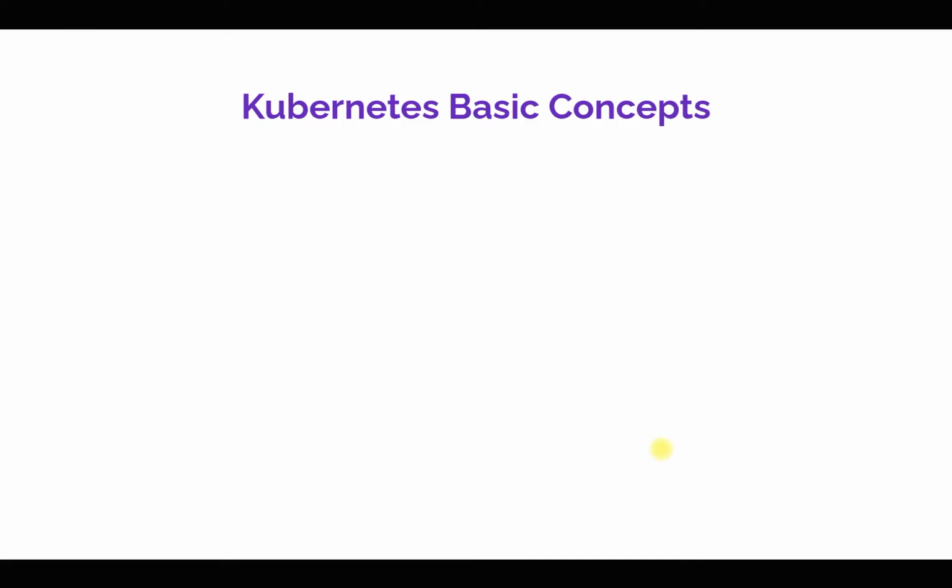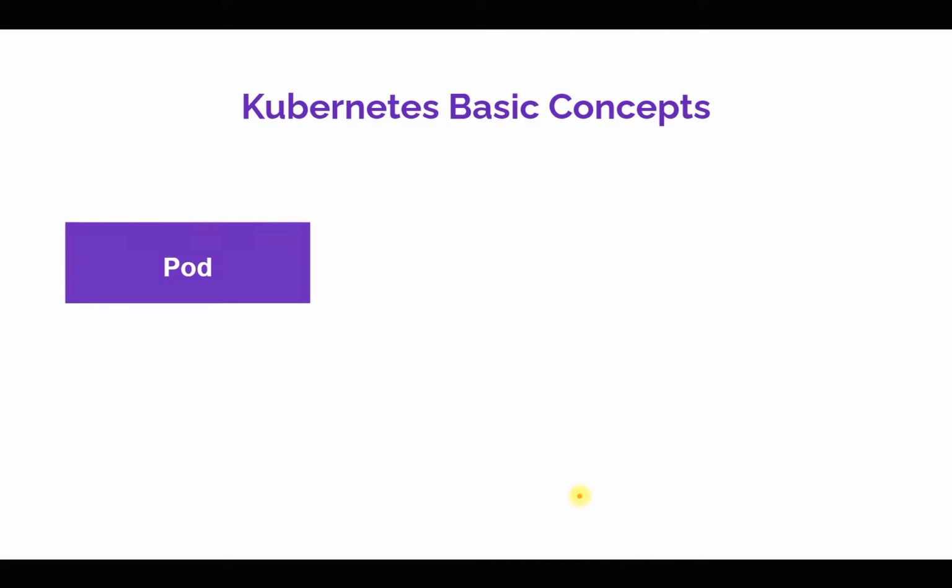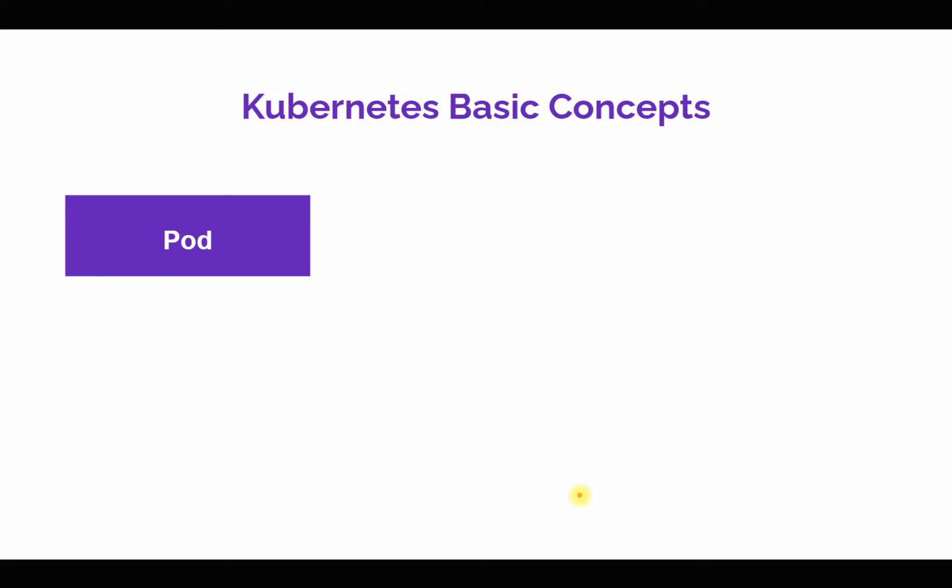Now let's talk about the Kubernetes basic concepts. The first concept we are having is pod. So what exactly is a pod? A pod is a basic unit of computing that Kubernetes manages, and a pod is a group of one or more containers which share the same storage and networking. So in your pod, it can be one container or it can be a group of containers within a single pod. And it's a basic unit in Kubernetes that you create or destroy.